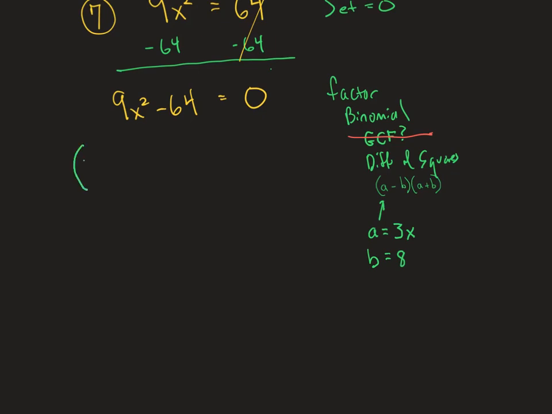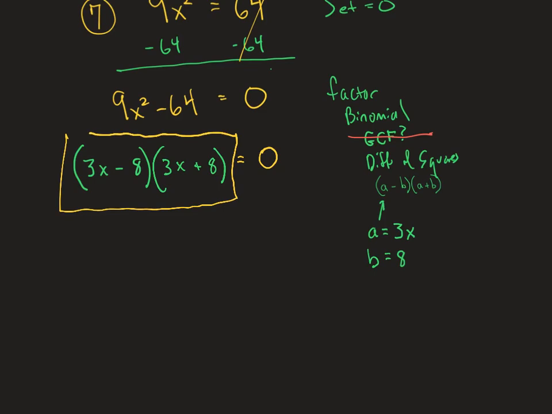So we've got 3x minus 8. In other words, a minus b. And then we're doing a plus b. And then be careful you don't forget your equals 0 part. Not quite done yet, but that's our step 1 answer. And then step 2 is going to involve setting both of those parentheses equal to 0. And then working them out.